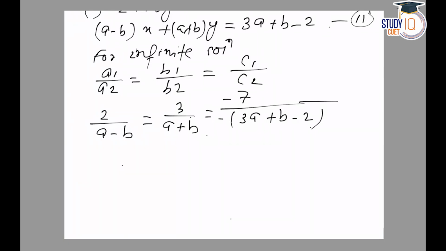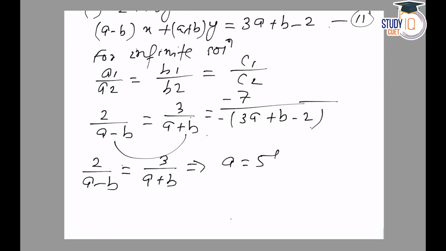Now solve the first and second of these. So 2 divided by (a minus b) equals 3 divided by (a plus b). By cross multiplying we can solve it, and we get a equals 5b. Consider it as equation 3. Now solve 1 and 3.